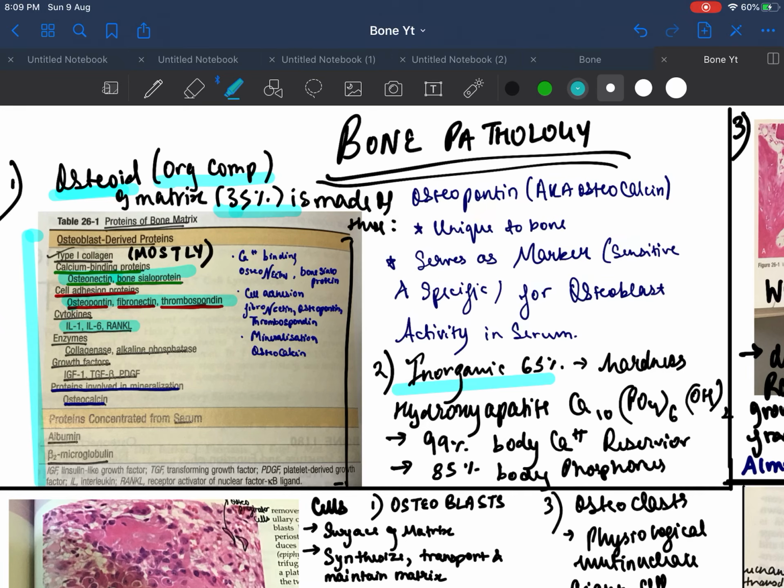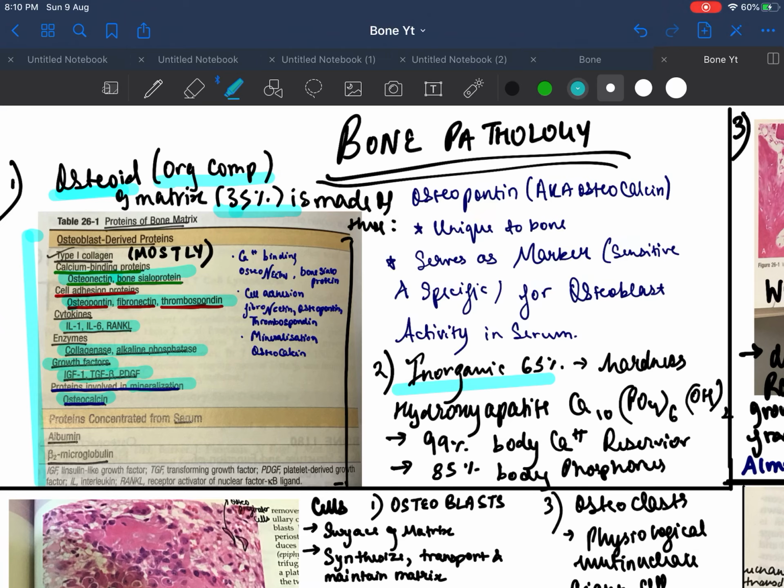What is this RANK-L? RANK-L means rank ligand, and we'll come to its function when we talk about how osteoclasts, the bone-eating cells, are activated. We also have some enzymes like collagenase and alkaline phosphatase. The enzyme alkaline phosphatase is a very important diagnostic marker in many diseases. We also have some growth factors like IGF-1, TGF beta, and platelet-derived growth factors. And we have some proteins involved in mineralization like osteocalcin.